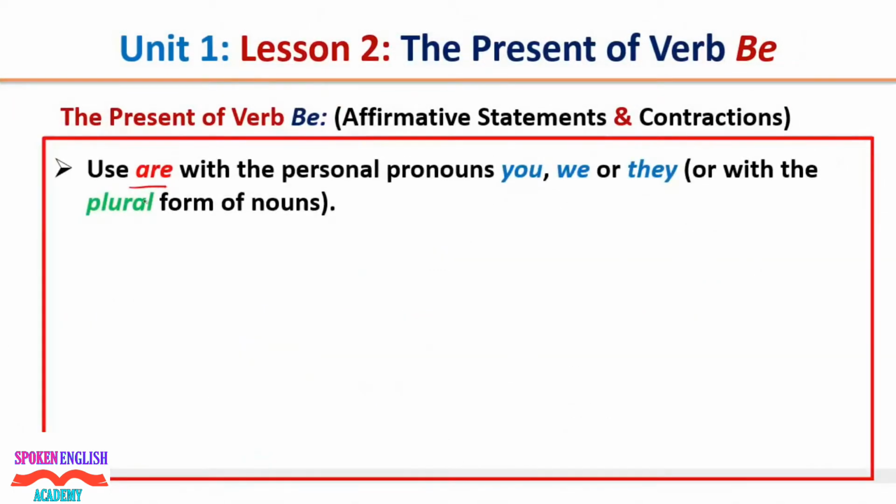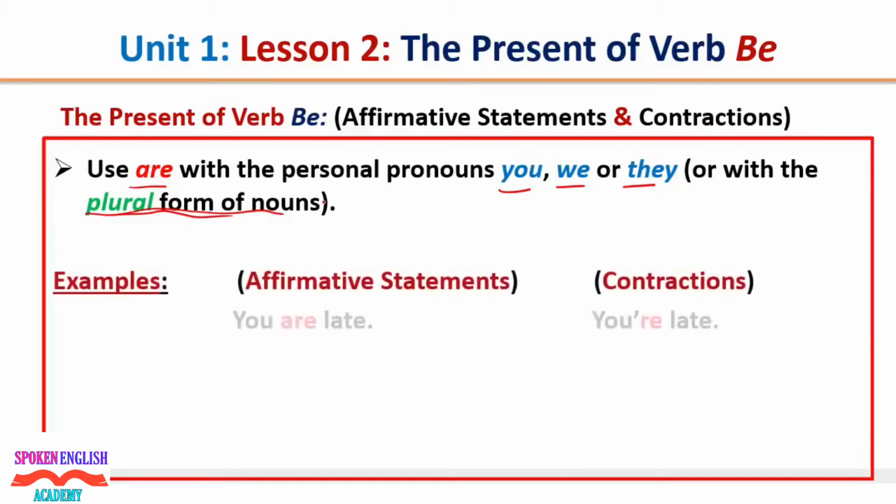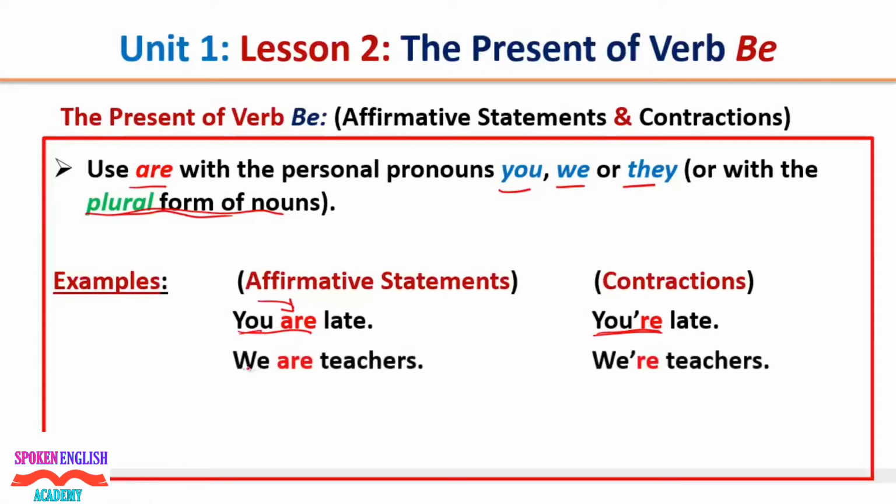Use are with the personal pronouns you, we, they, or with the plural form of nouns. For example, students, people, schools, cars, etc. Examples: you are late. Notice here that with the pronoun you, we use the verb are. The contracted form, you're late. We are teachers. Notice here also that we use are with the pronoun we. Or we can say we're teachers. This is the contracted form.